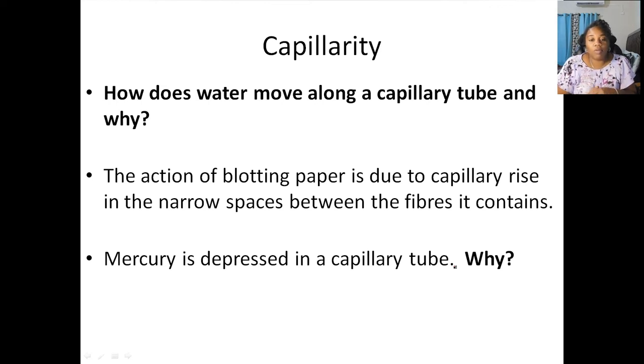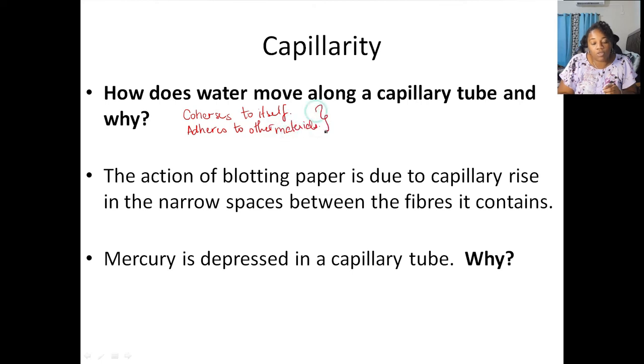Now we're going to remember, water has what? Water coheres to itself well, and it also adheres to other materials well.